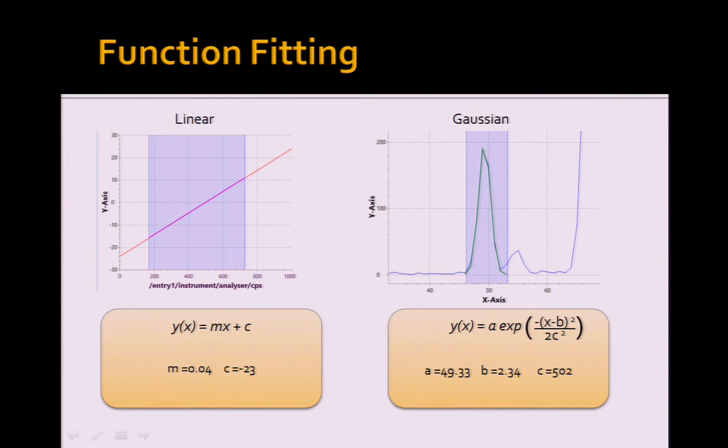So what's the number for m, what's the number for c, or if it's a Gaussian curve, what's the value for a, b, and c. And they need those numbers to go on to their next stage to do analysis. So that's what they want to use this tool for.